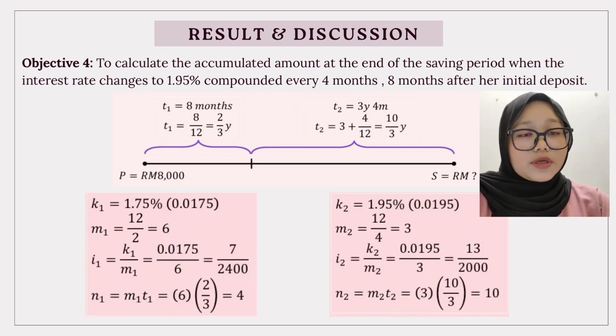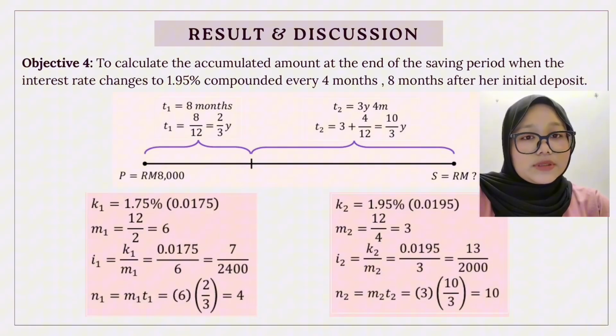Then K2 equals 1.95%, equivalent to 0.0195. The frequency M2 equals 12 over 4, and we get 3. Then find I2, which is K2 over M2, equals 0.0195 over 3, and we get 13 over 2,000. And lastly, for N2, calculate by multiplying M2 with T2, which is 3 multiplied by 10 over 3, and we get 10.